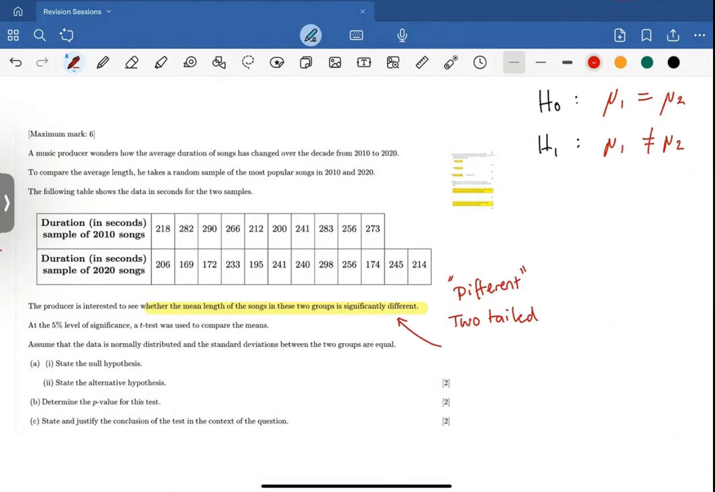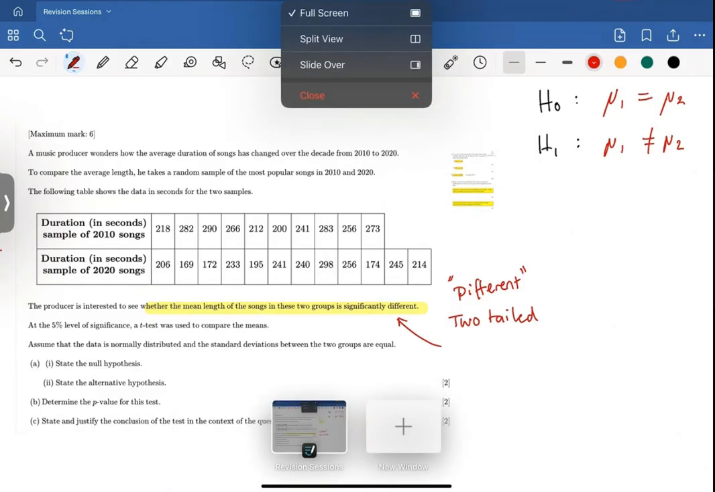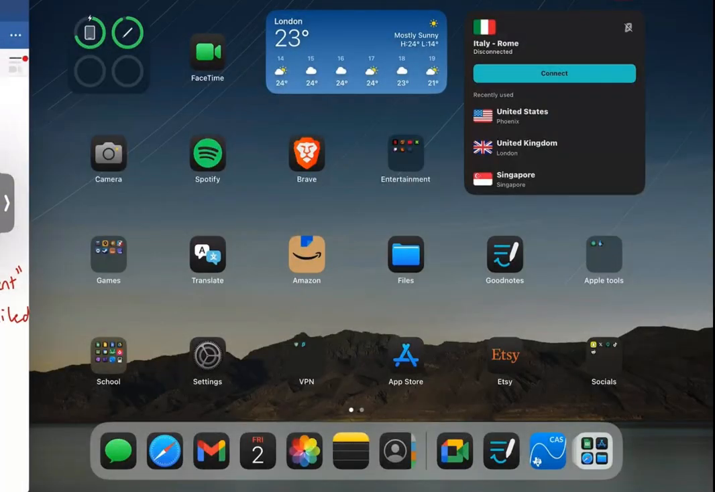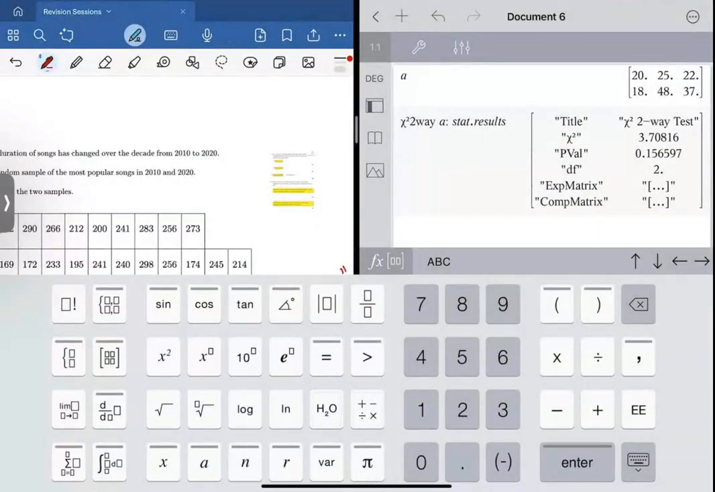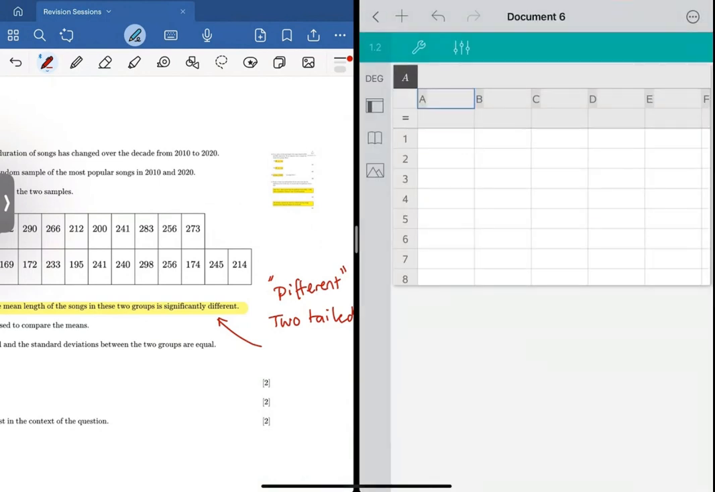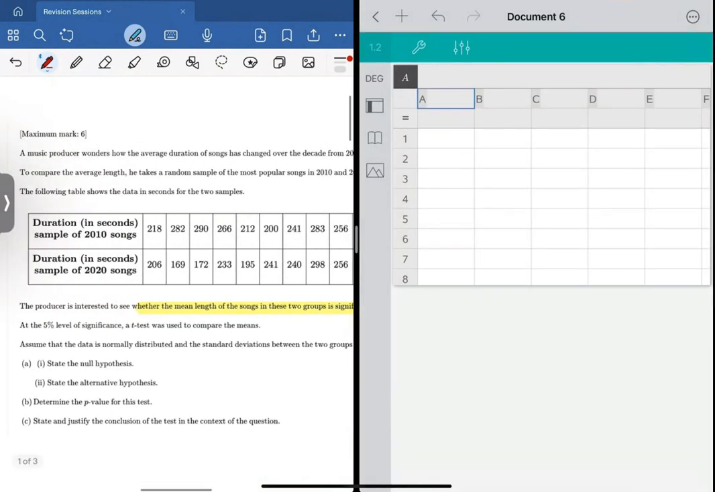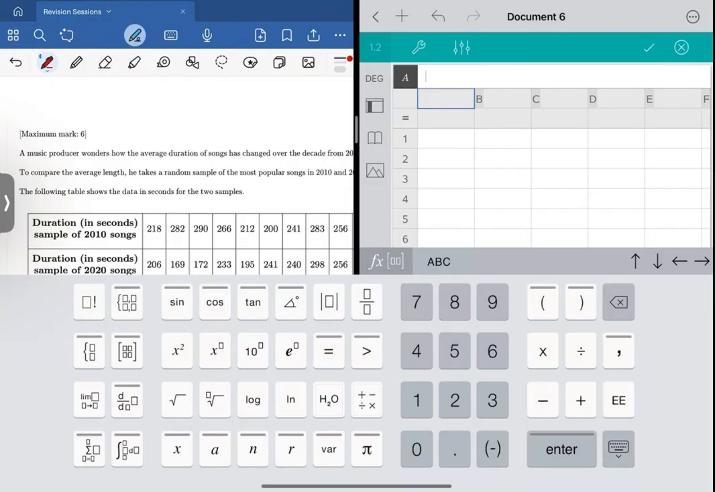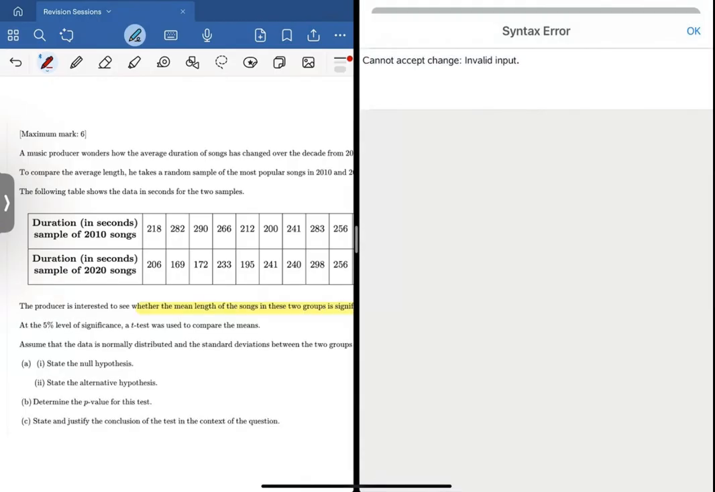Okay, so what we're going to need to do is go to our calculators now. And we need to add in a spreadsheet. And we're going to start off by labeling these at the top. So you choose what to label them. I'm going to go with A and B, just to keep it nice and simple. So A for this first one.